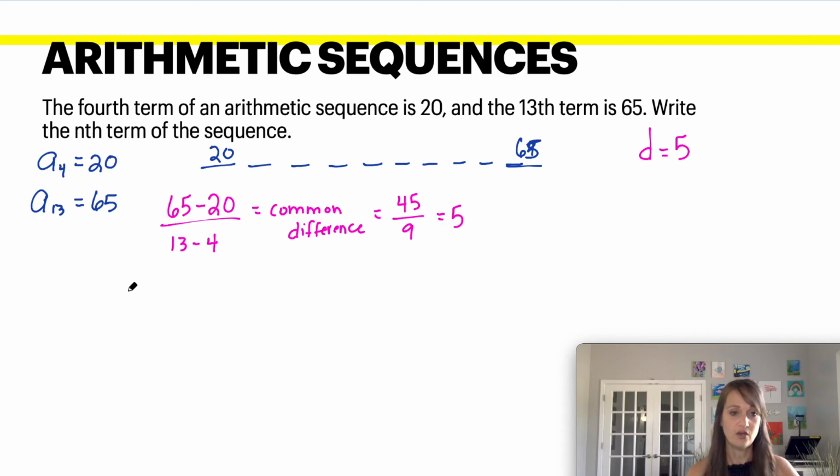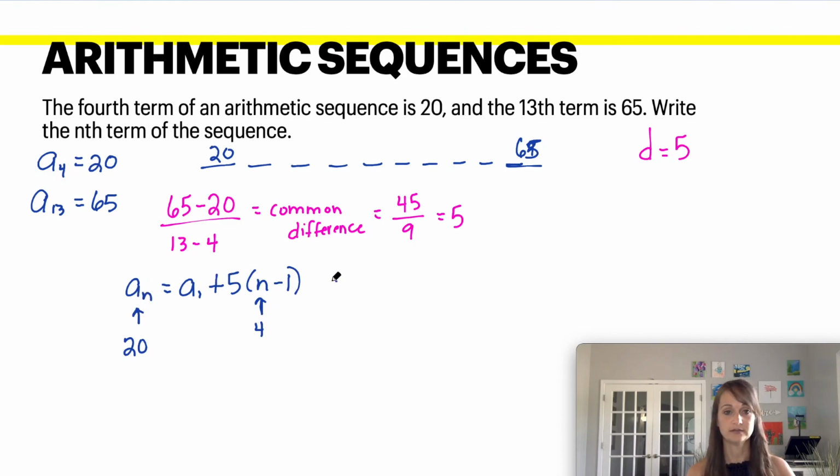Okay, we know a sub n equals the first term plus D, which we now know, times n minus 1. So we're going to use one of these terms and plug it in. I know that if I plug in 4, the fourth term will get me the value of 20. So if I plug 4 into this little n, the whole value of that should equal 20.